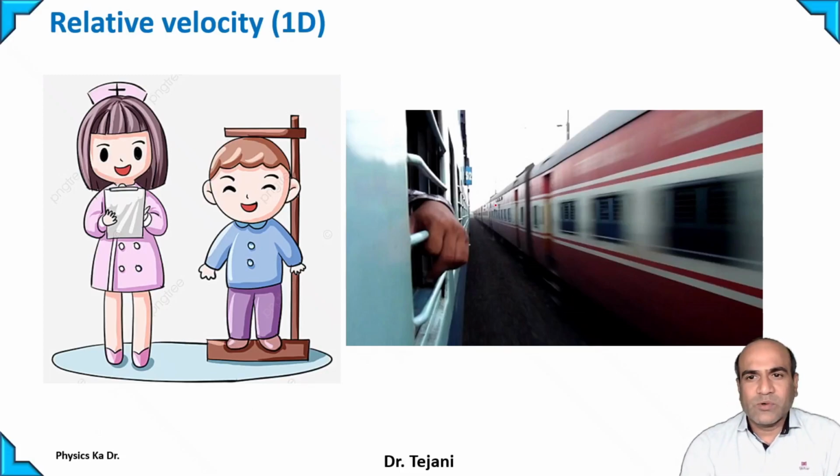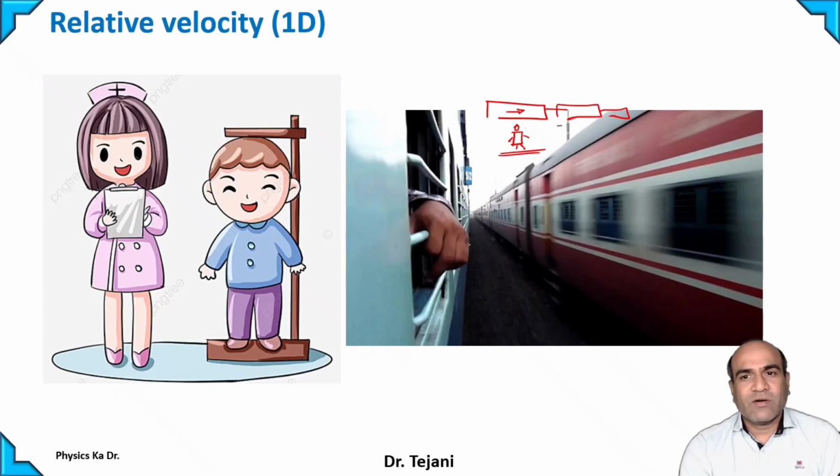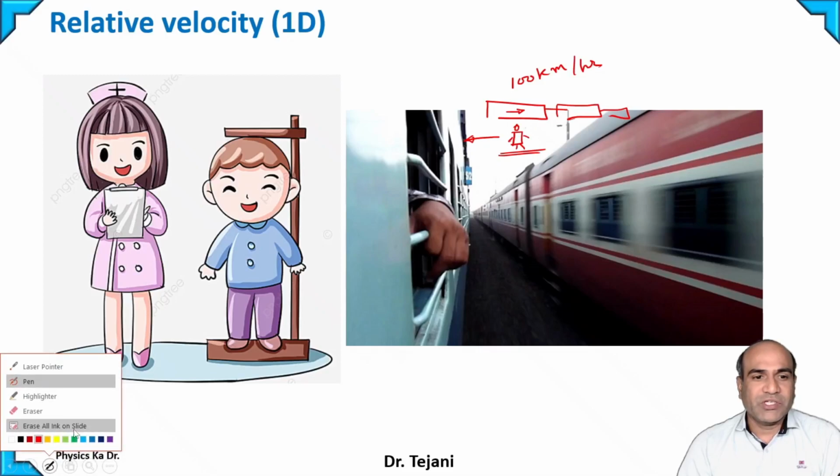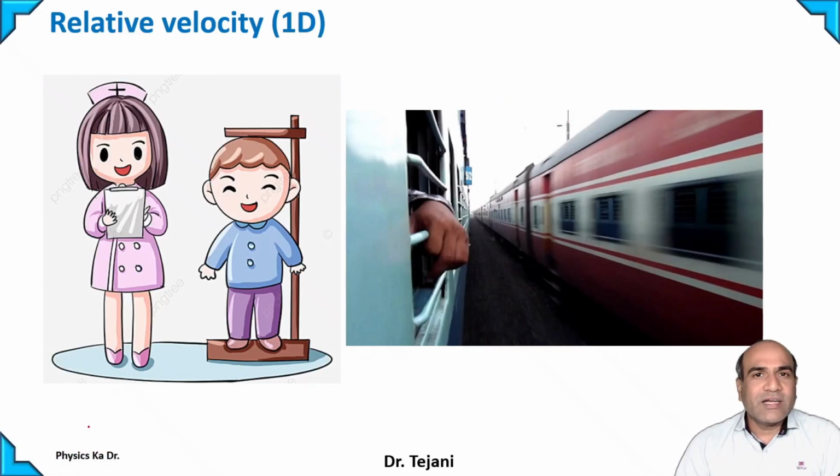Let's have another example. Suppose we are moving in a train. Right, this train is moving, and if we see outside of the train, a person is somewhere on the platform, and that person is stationary. Our train is moving at 100 kilometer per hour, and when we see outside, what we observe is that the person is moving backwards, but actually that person is stationary. So that is where relative velocity comes into the picture.